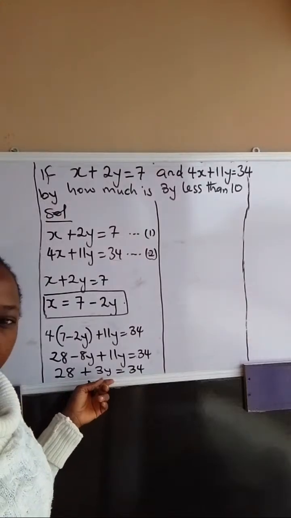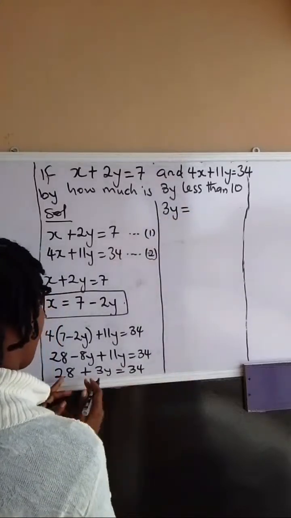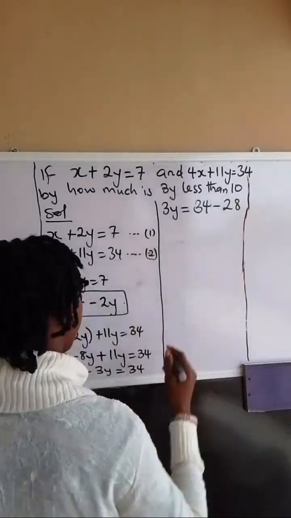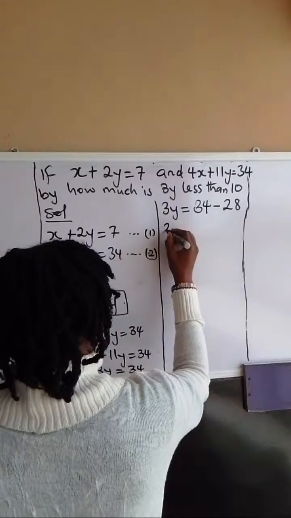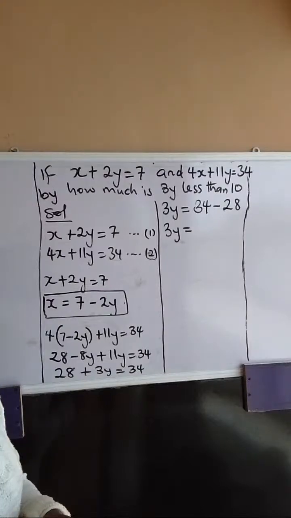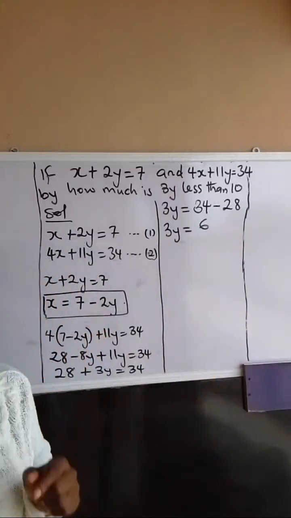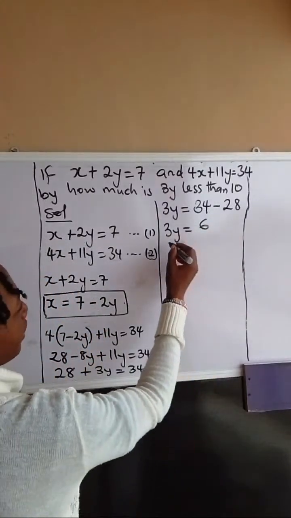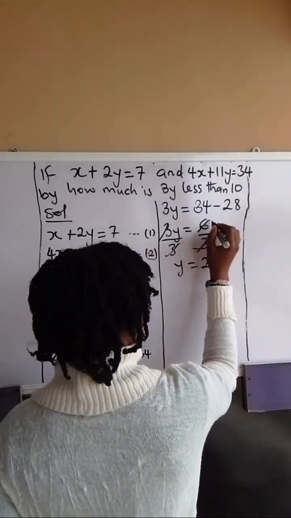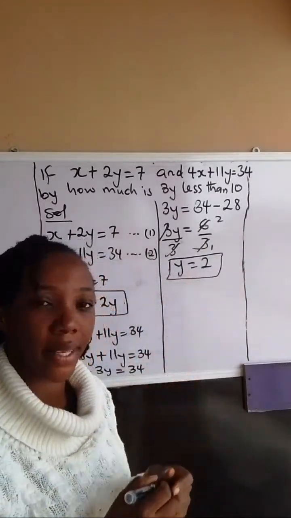So we look for the value for y. Now, we collect like terms. 3y will be here. 34 and 28 come to this side: 34 minus 28. Are we together? So now 3y is equal to this minus this. What will be our answer for this? That will be 6, isn't it? So we divide both sides by 3, and then we have y to be 2. Now, y is 2.